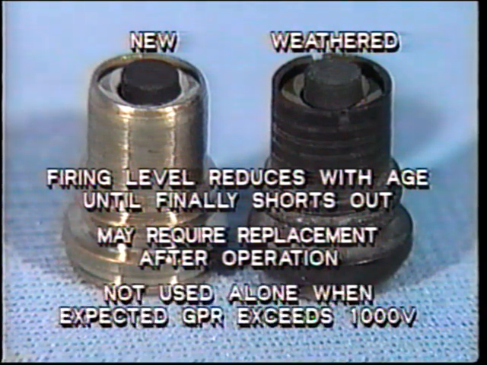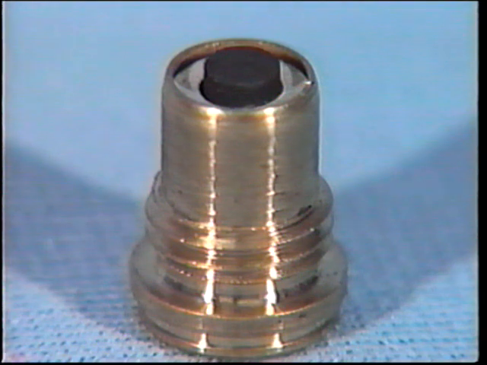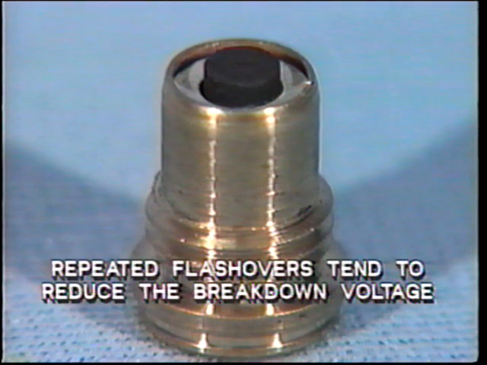The carbon block protector is not commonly used by itself to protect pairs when expected GPR is above 1,000 volts. The consequent heavy current flow can cause serious damage or even destroy the device. Another problem is that repeated flashovers or arcing tends to reduce the breakdown voltage and may cause a complete short circuit to ground.